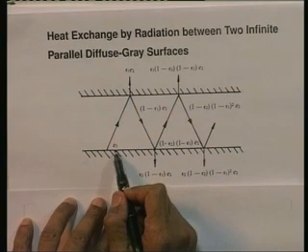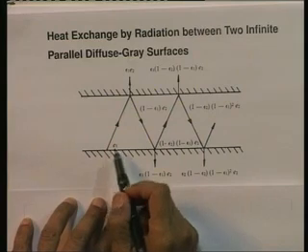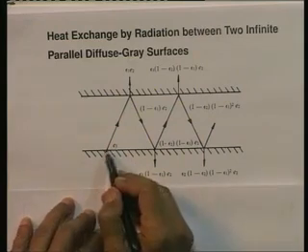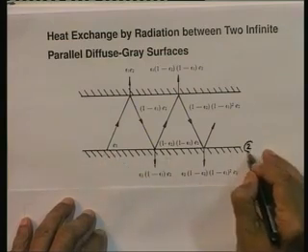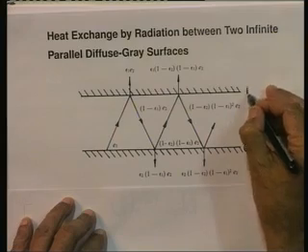E2 is the emissive power of surface 2. So many watts per meter squared, let us say, is being emitted from this surface 2. This is the surface 2, all right. E2 is its emissive power.